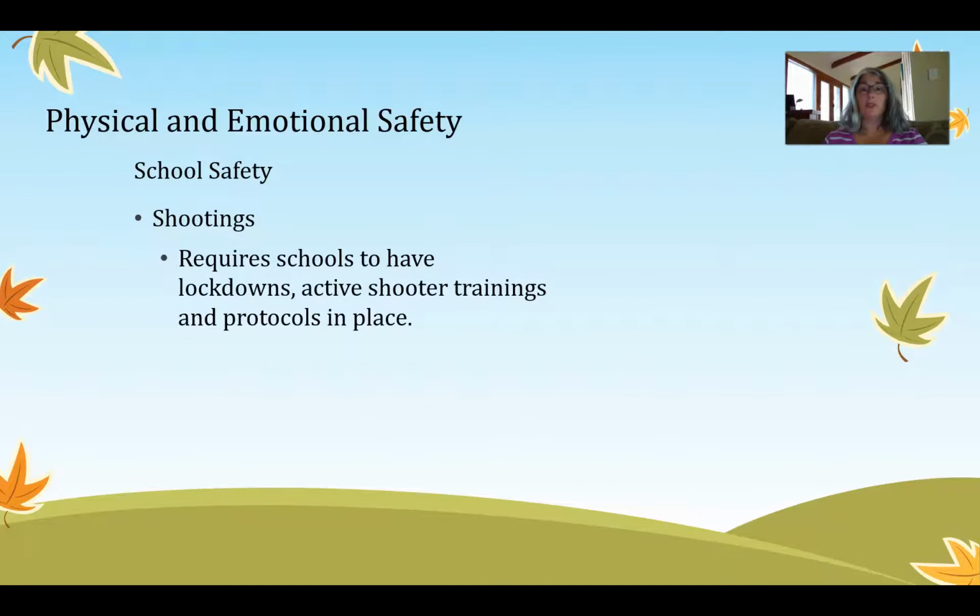When it comes to school shootings, this really requires the schools to have things like lockdowns. Whenever there is an emergency situation, they will lock the school down and they'll have a safety protocol for the students.